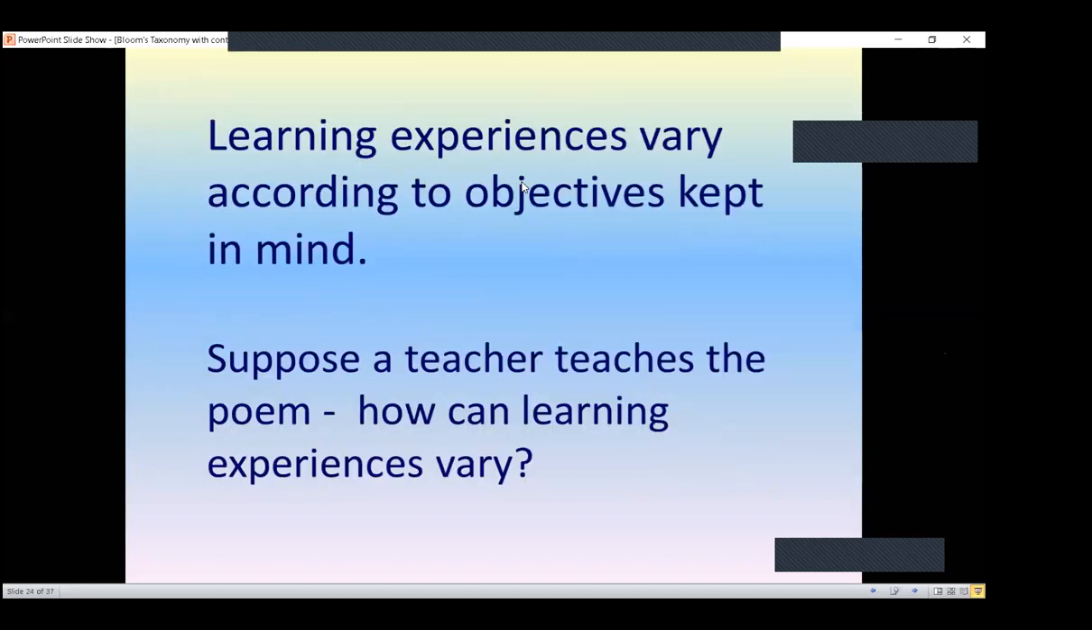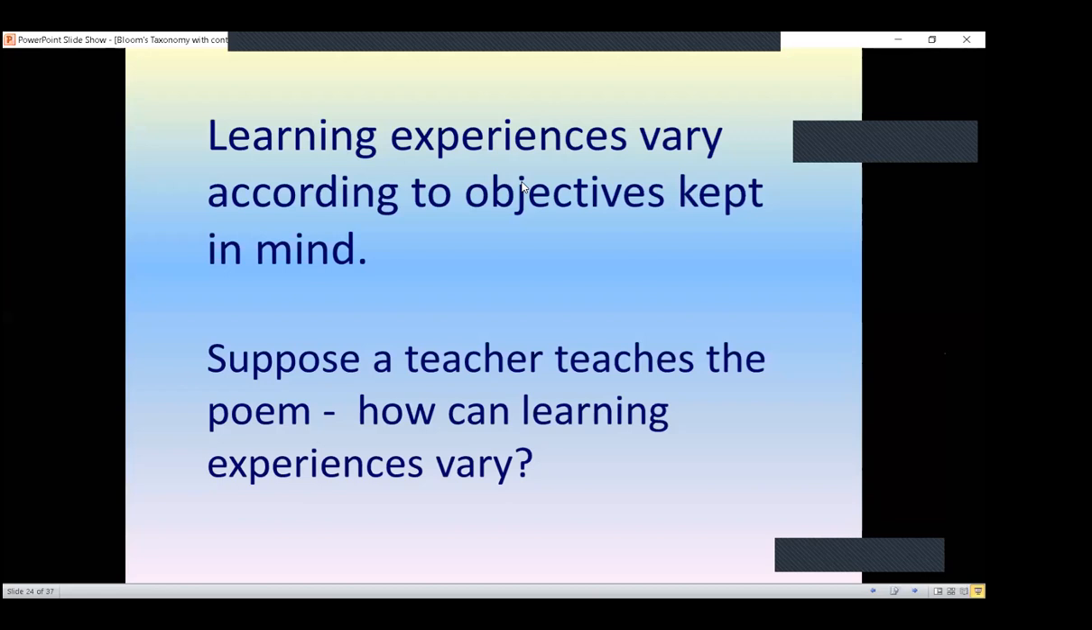Whenever we talk about the learning experience, it is going to be different as per your objectives. Here I have given a very simple example because you have all come from different backgrounds, so that everyone can relate to it and apply it in their own subject. Suppose an English teacher, maybe in the first or second year of BA, wants to teach a poem. As per the objectives, the learning experiences are going to change.